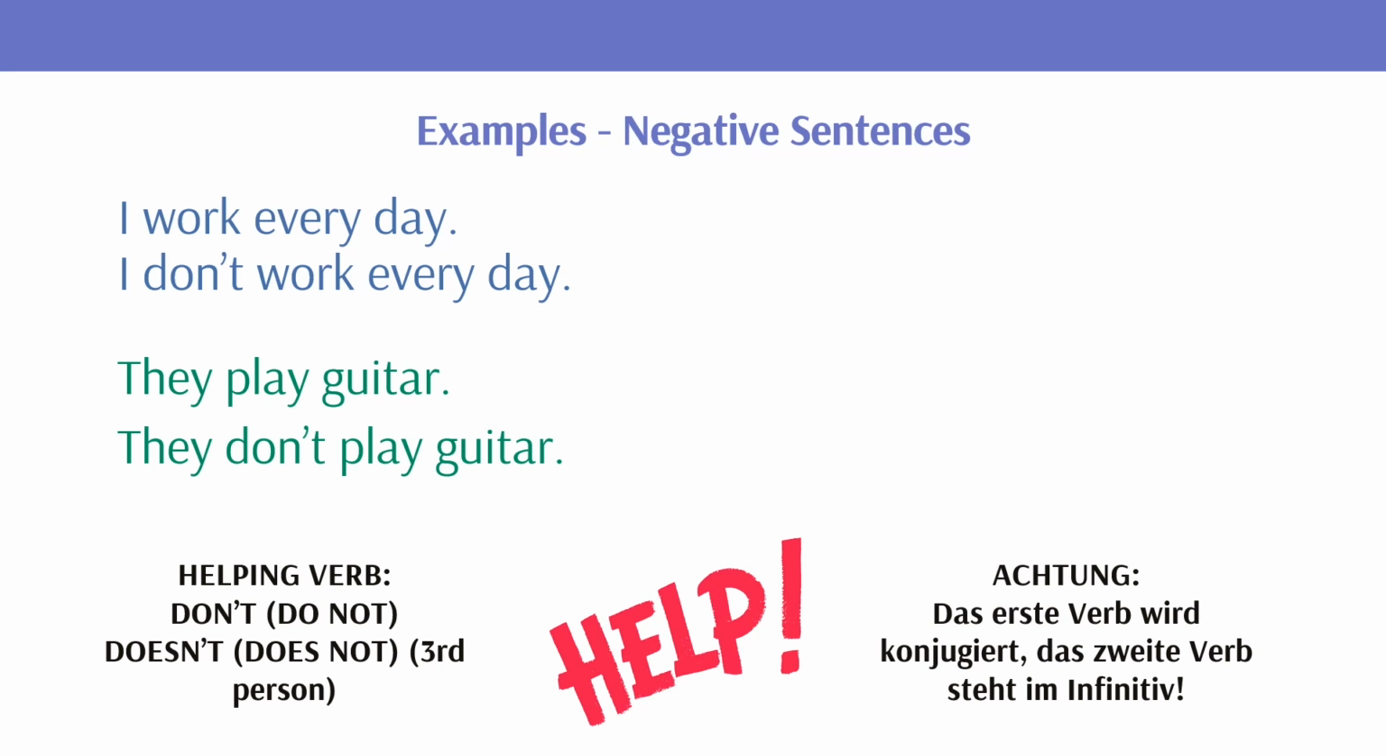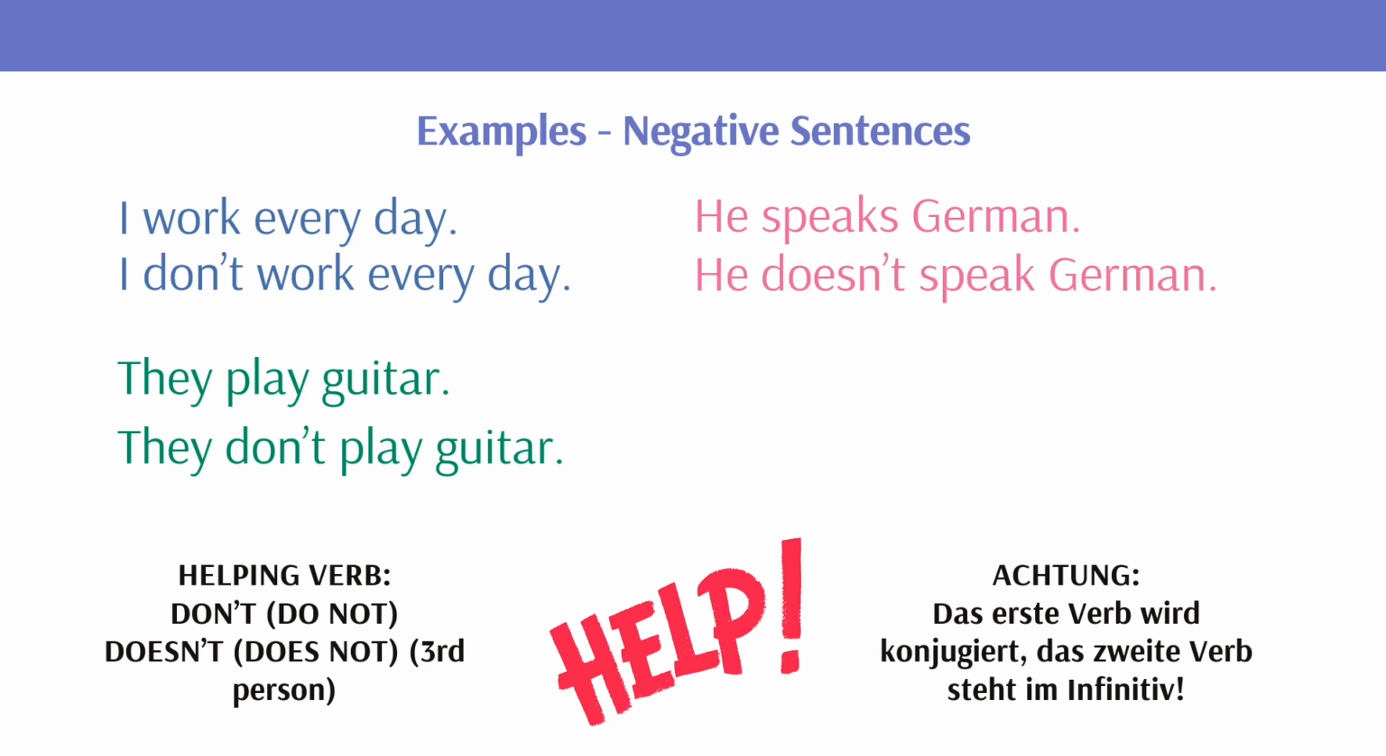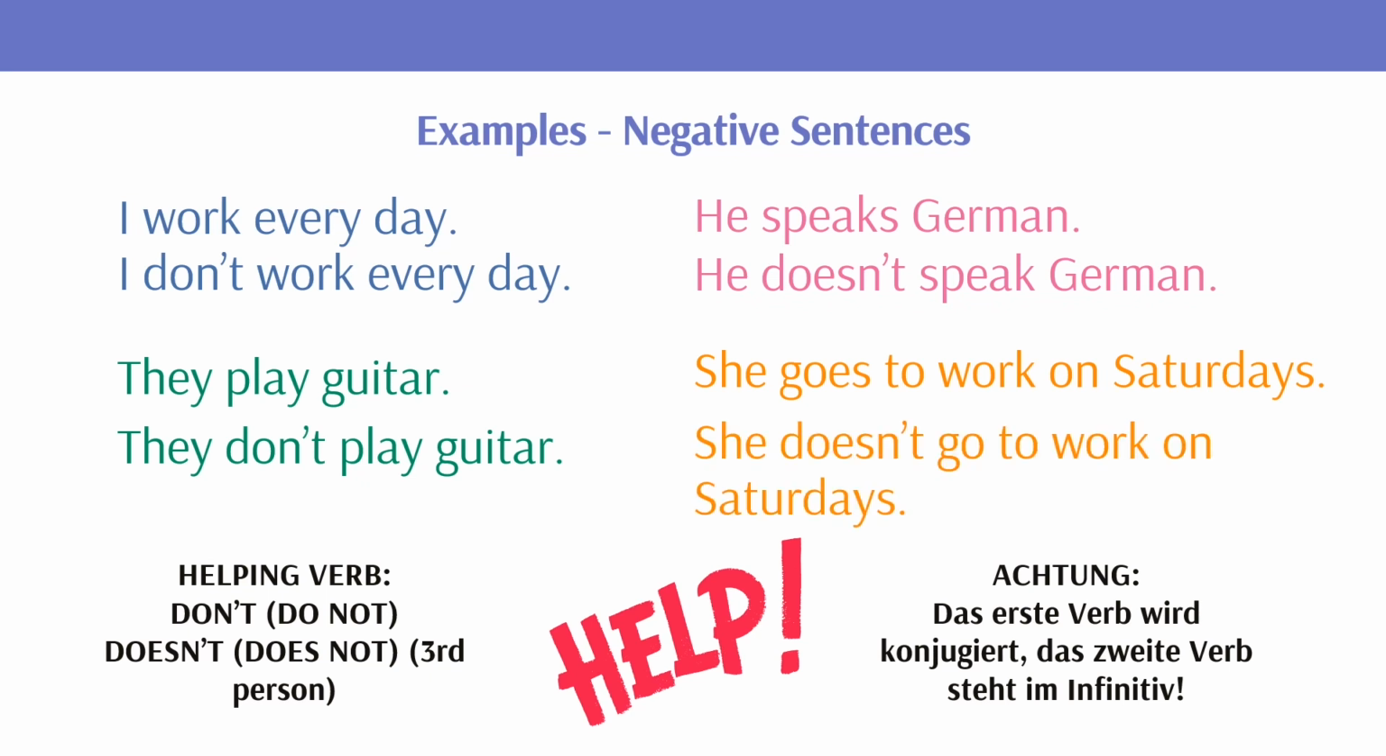Careful. The first verb is conjugated and the second verb is in infinitive. He speaks German. He, she, it. Es geht mit. He doesn't speak German. Ohne es. Das zweite Verb. She goes to work on Saturdays. She doesn't go to work on Saturdays. Go ist das zweite Verb und steht im Infinitiv.